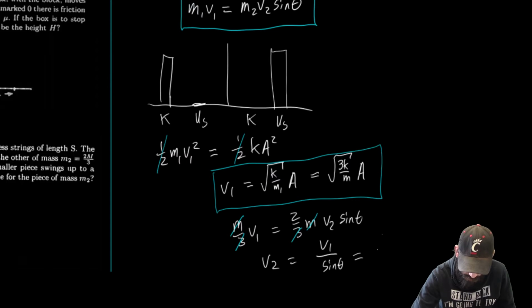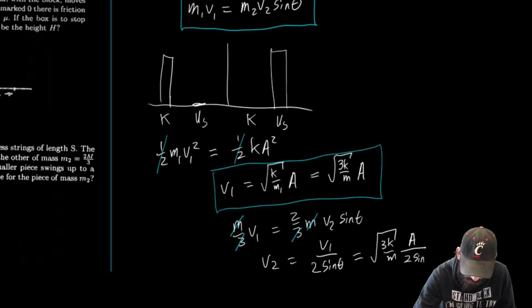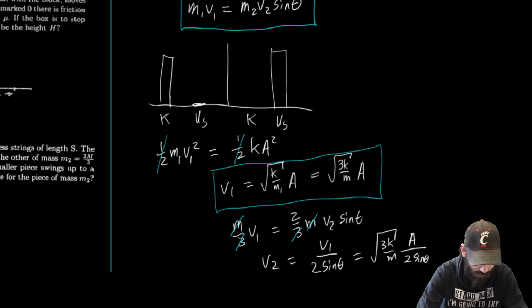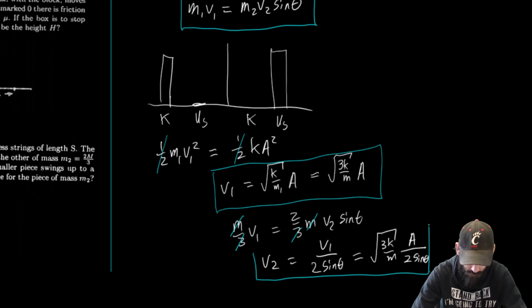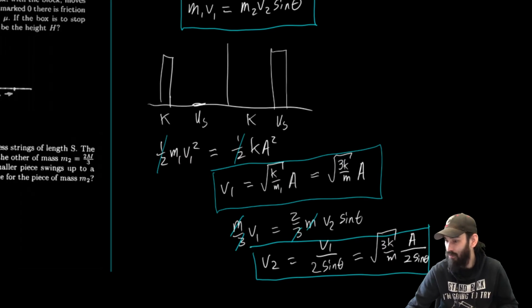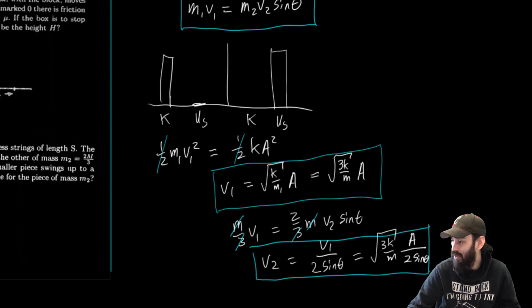So we could say that this is going to be, we have a factor of 2 in the denominator here. Don't want to lose that. So this is going to be square root 3K over M A divided by 2 sine of theta. And we have our 2 velocities. Okay, so I'm going to move this around and we'll move on to the next question.